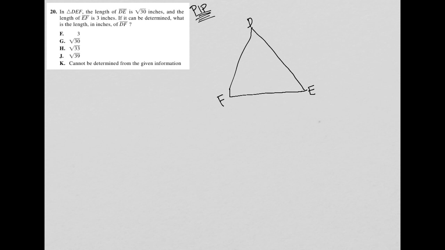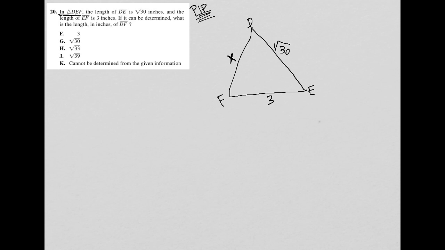And again, the strategy of plug-in picture is just if a question describes something that can be drawn, right? We're talking about triangle DEF, but it's not drawn for me, then I should draw it for myself. So then it says the length of DE is square root 30 inches. All right, so now I'm going to label this as square root 30. And the length of EF is 3 inches. Okay, so I'm going to label this as 3. If it can be determined, what is the length in inches of DF? Right, so here's my X or my question mark. So I'll just call it X.